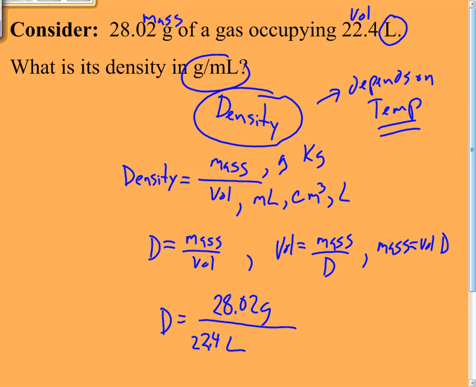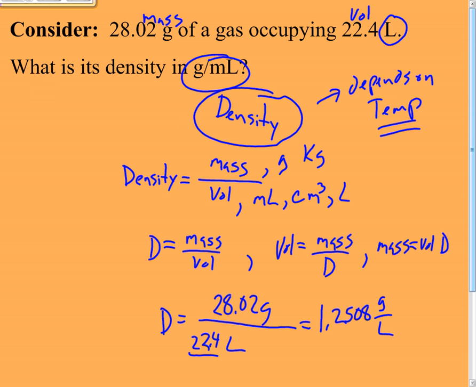But, oh my, we got a bit of a problem here. They want the density in grams per milliliter. Okay, so let's see what we have here. I get out my calculator, 28.02 divided by 22.4. And what do I get? I get 1.2508 grams per liter. Now, first of all, we have to look at sig figs.